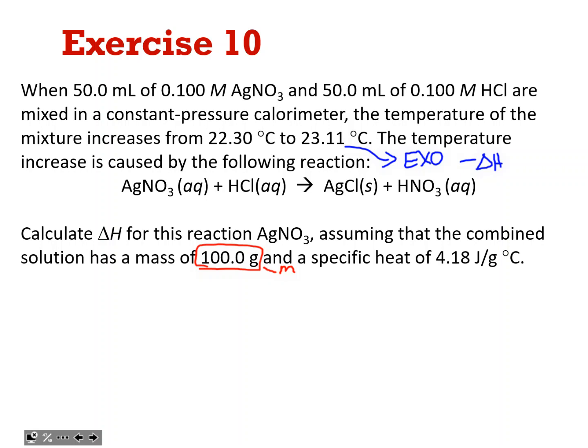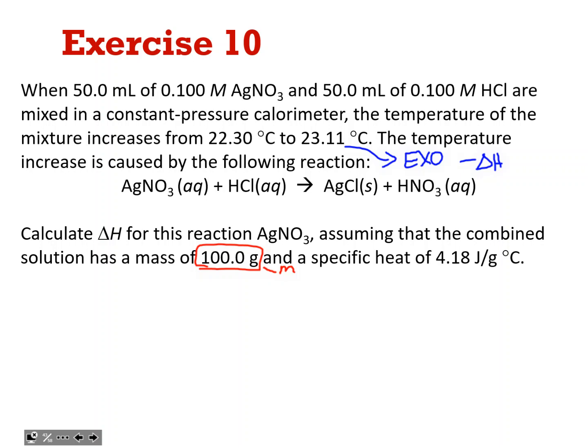And if you don't already know, the density of water, which is the majority of these solutions, is 1 gram per milliliter. So that's usually pretty easy. And as you can see, 50 milliliters at 1 gram per milliliter is where that 100 grams comes from. Just something to point out. You'll see one like that later too.